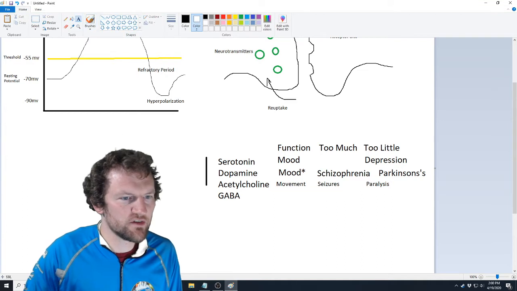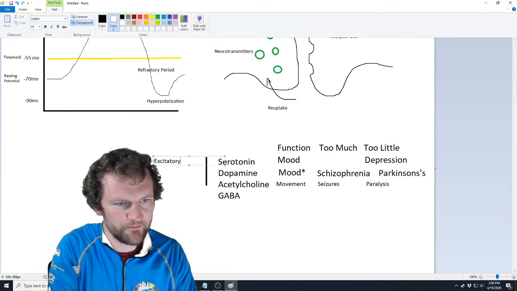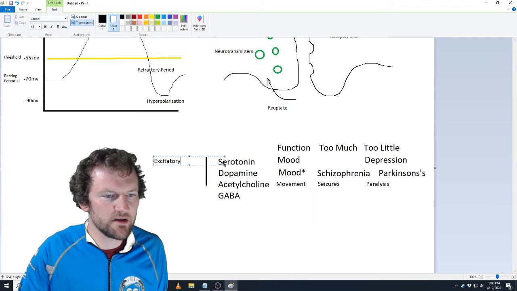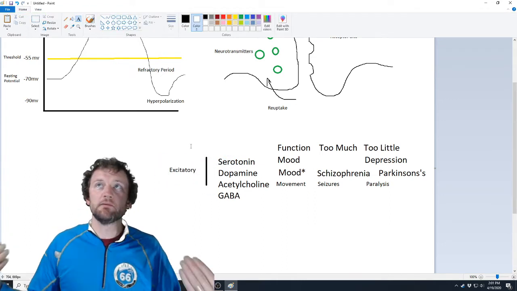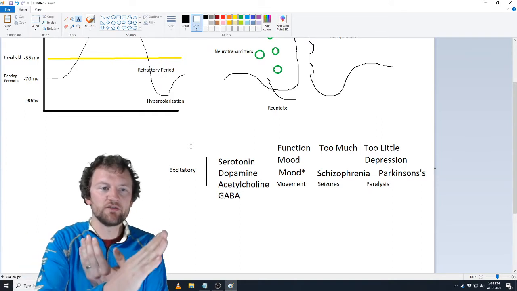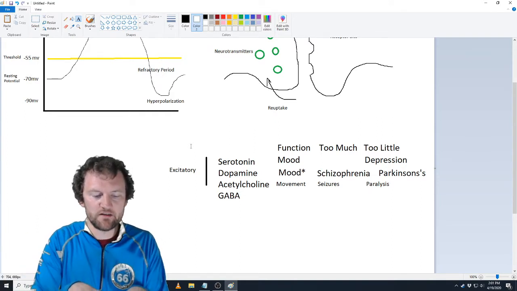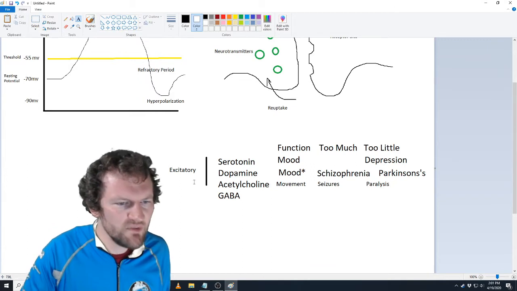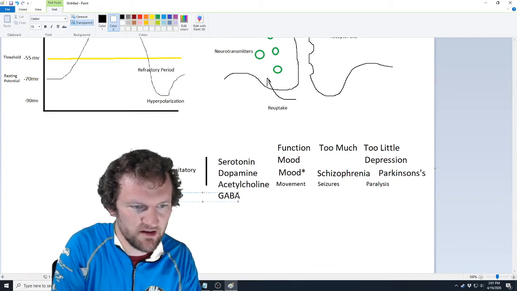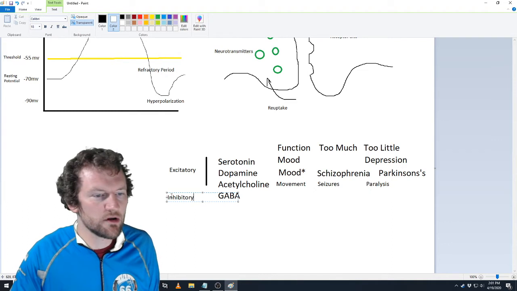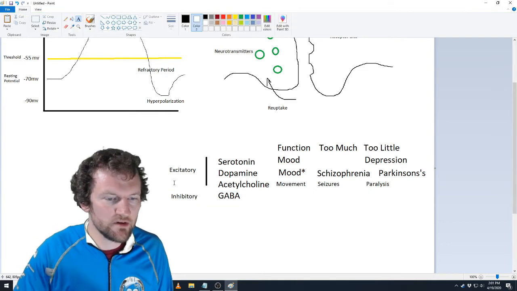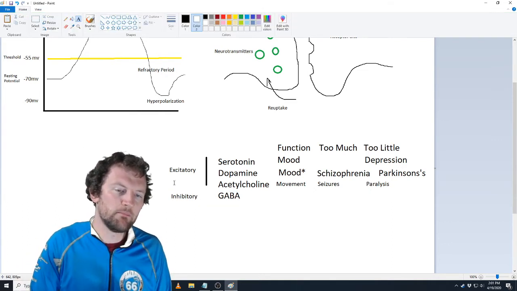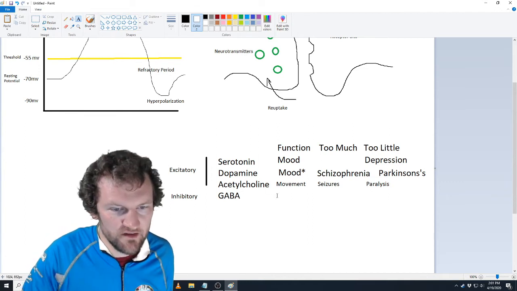These three neurotransmitters are called excitatory, meaning that if any of these three, serotonin, dopamine, and acetylcholine, as well as most of the others, successfully bind, they raise the voltage of the receiving neuron, meaning it'll raise it from -70 to a higher voltage, getting it closer to the threshold. GABA is an exception to this, and it is actually an inhibitory neurotransmitter. It will decrease the voltage of the receiving neuron, making it less likely to send a message.